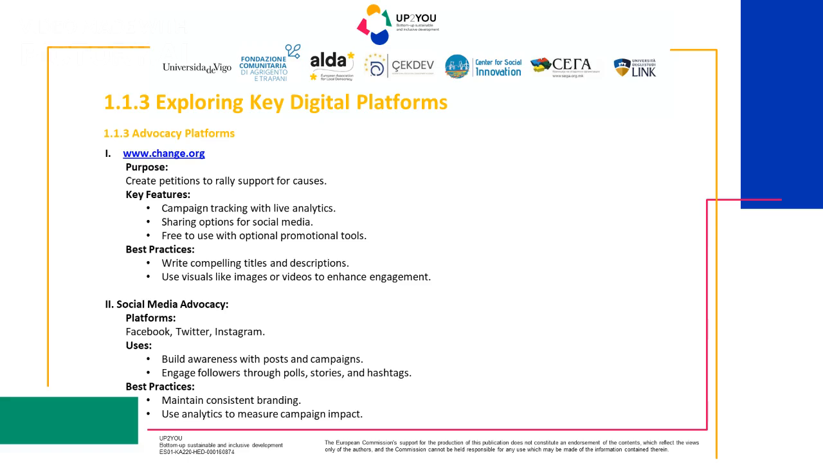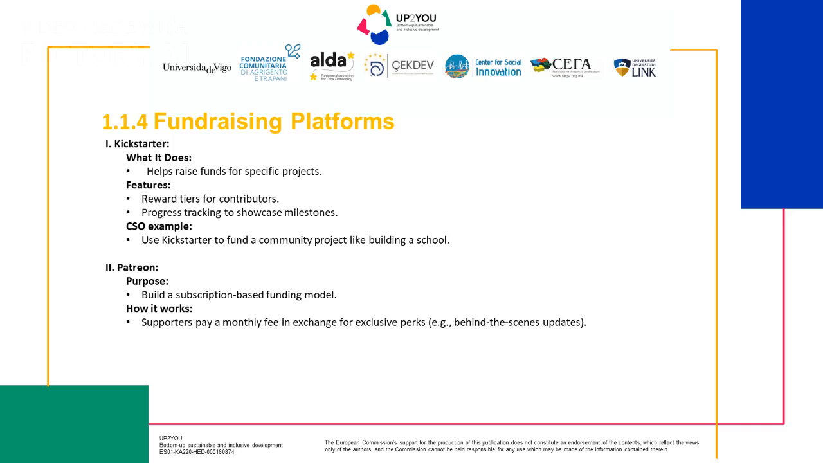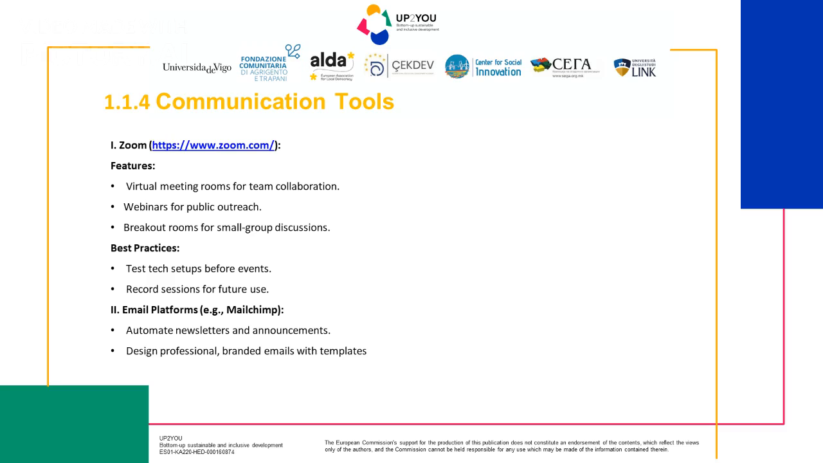Explore key digital platforms for advocacy, social media, and more, understanding their purposes, key features, and best practices for effective use. Fundraising platforms like Kickstarter and Patreon help raise funds for specific projects and offer various features to engage contributors and track progress. Communication tools such as Zoom and email platforms like MailChimp facilitate virtual meetings, public outreach, and automated messaging, enhancing team collaboration and engagement.